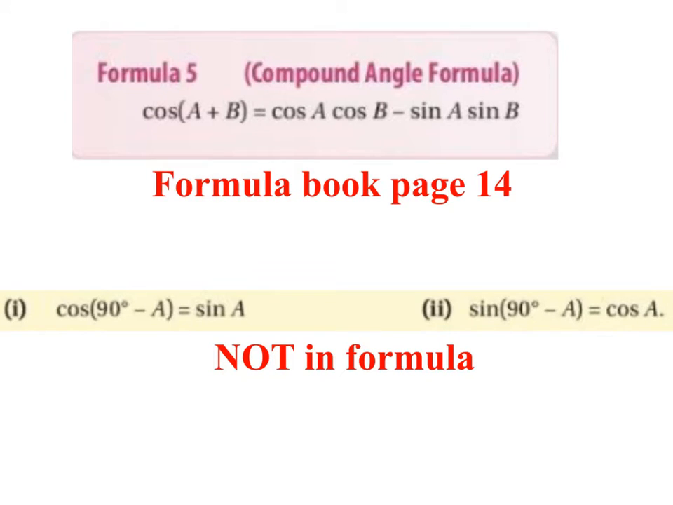So another formula that we have of our compound angle formulae is cos of A plus B, which is equal to cos of A cos of B minus sine of A sine of B. Very, very similar to the last formula we looked at, except we have a plus here instead of a minus, and a minus here instead of a plus. This is on page 14, along with the other compound angle formula. Important to note that these two formulae that we were working with in the last slide are not in the formula book.